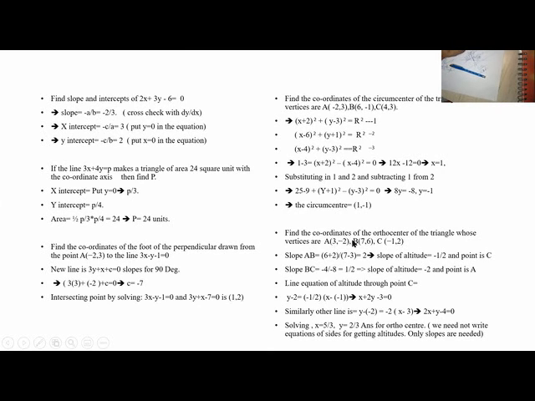Now, find the coordinates of the orthocenter of the triangle with the same vertices. Here circumcenter, here orthocenter. Orthocenter means slope and perpendicular. So the slope of AB, so the slope of the altitude is minus 1 by 2. The slope of BC, so the slope of the altitude is minus 2. So with this altitude going through the other vertices, I get two equations. When I solve these two equations, I get the point. Okay.